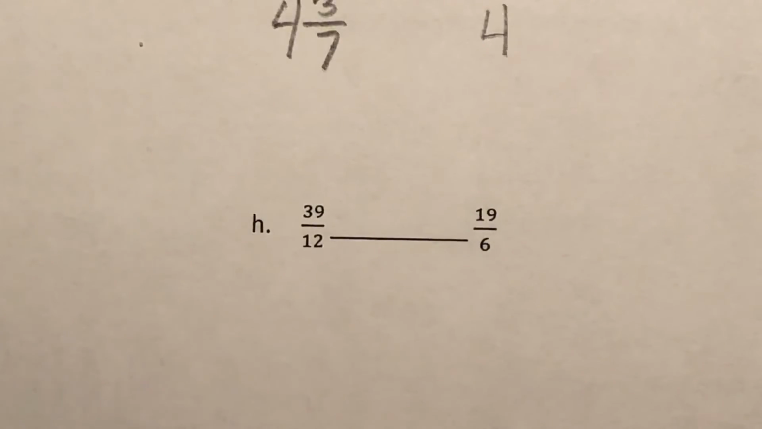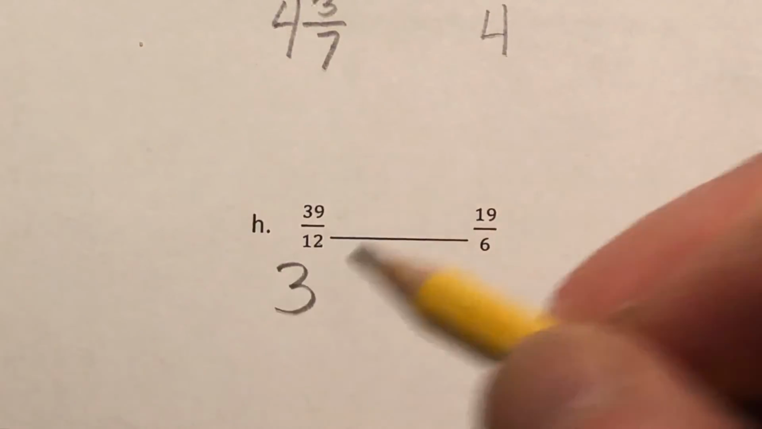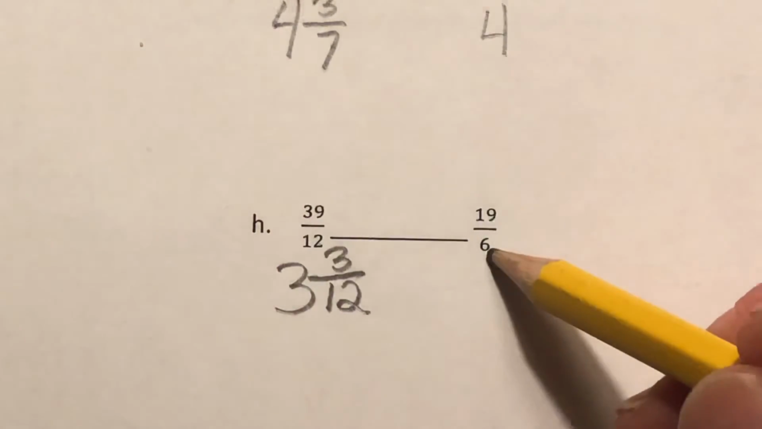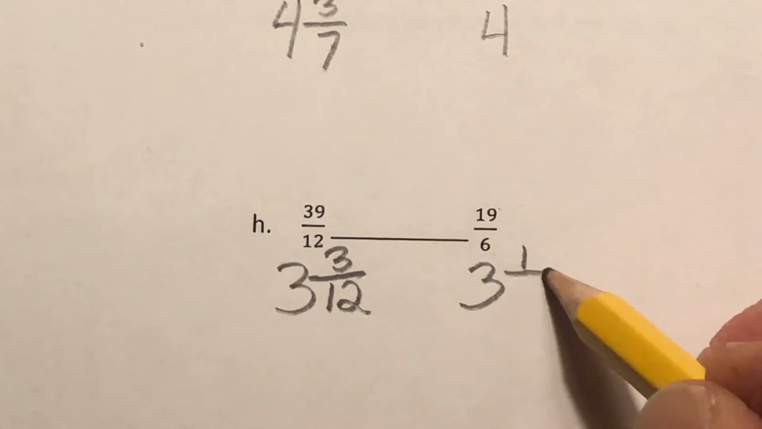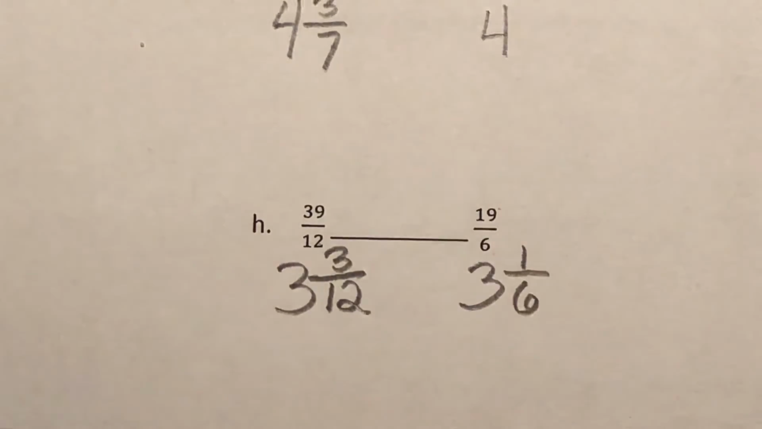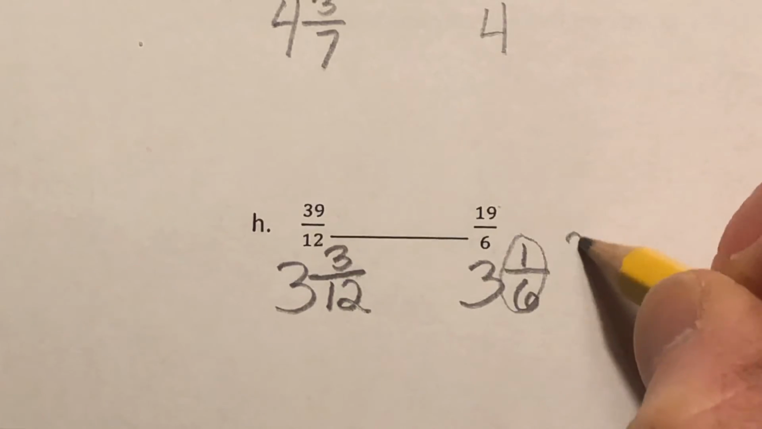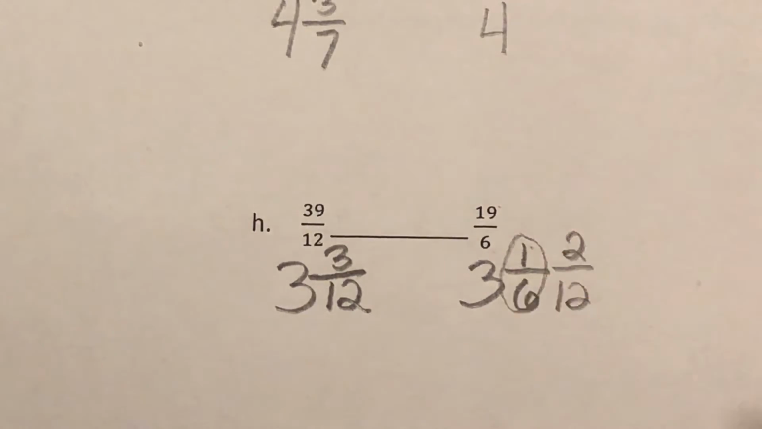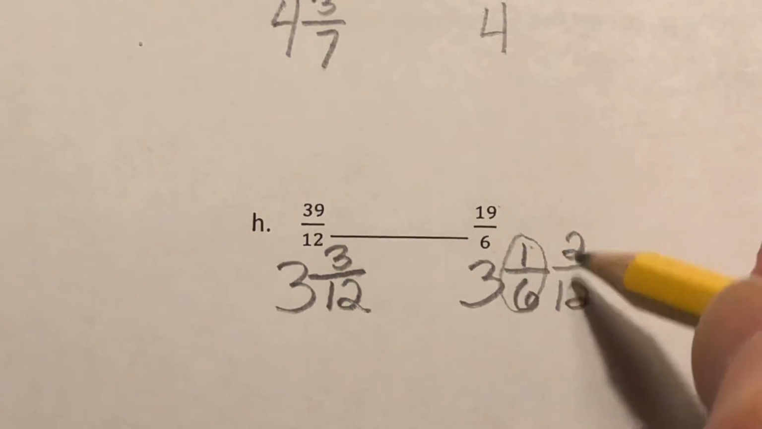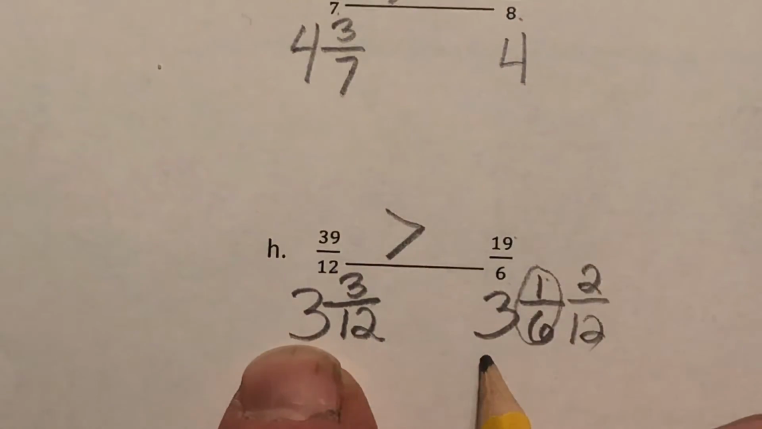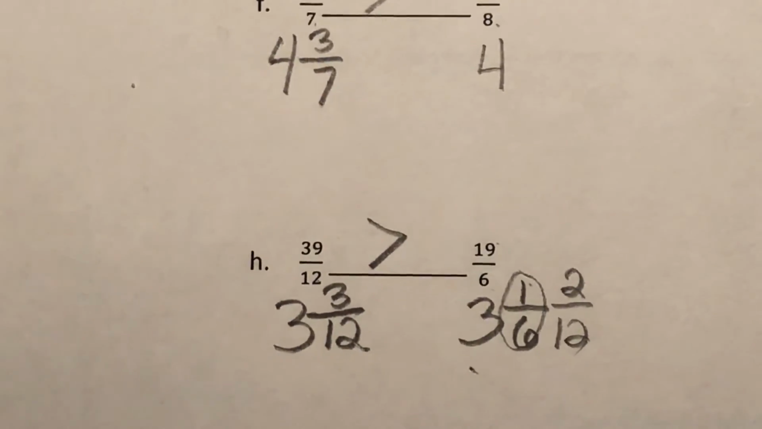Okay, so let's take a look at this one. 12 goes into 39 3 full times, because 3 times 12 is 36. There'd be 3 left over, 12ths. 6 goes into 19 3 full times, with 1 left over, and that's 1/6. So I have to figure out which one's greater here. What I would do is convert this sixth into 2/12 by multiplying both the numerator and denominator by 2, because 1/6 is the same as 2/12. So now I can compare 3/12 and 2/12, and I can see that 3/12 is greater, because my wholes are the same. So 39/12 is greater than 19/6.